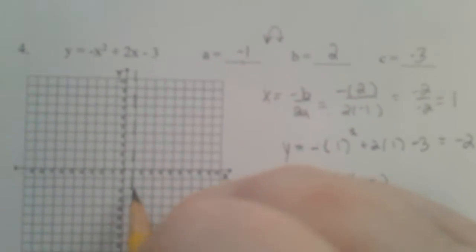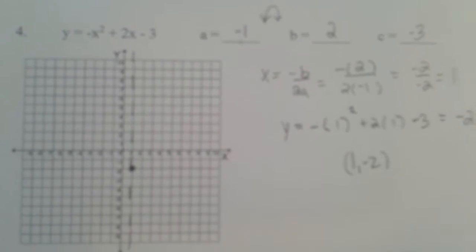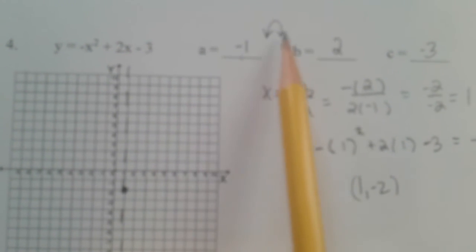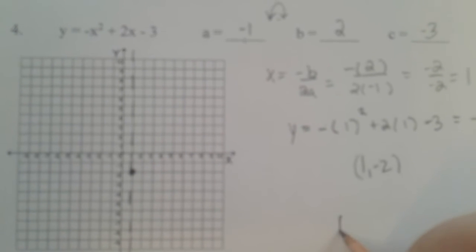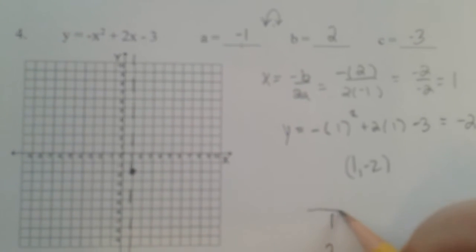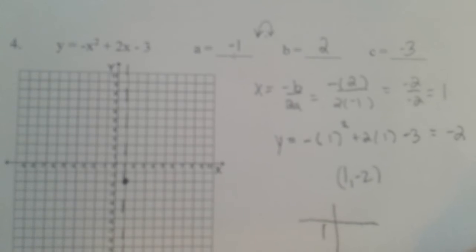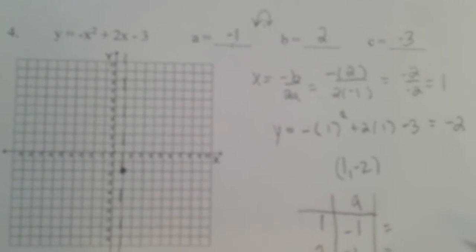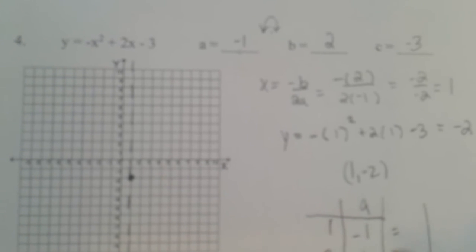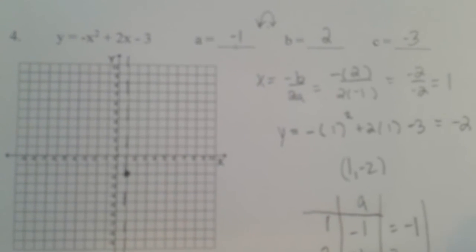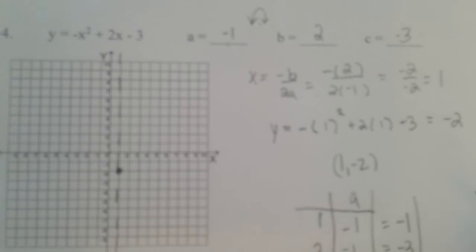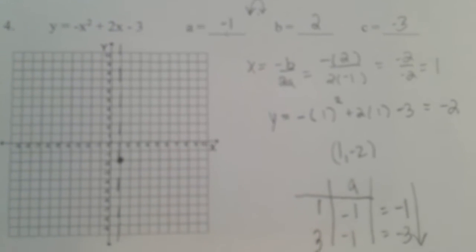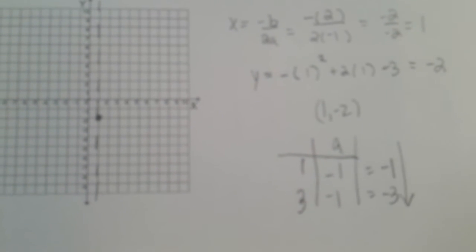Okay, 1, negative 2, I can plot my vertex. So I've got my vertex. We know, once again, this one's going to open down. So when I write my 1 and my 3 here as my consecutive odd integers, I can write my a value. Now it's a negative 1. So when I find my vertical change, 1 times negative 1 is negative 1. 3 times negative 1 is negative 3. These are going to go down. The vertical change is down because these numbers are negative.